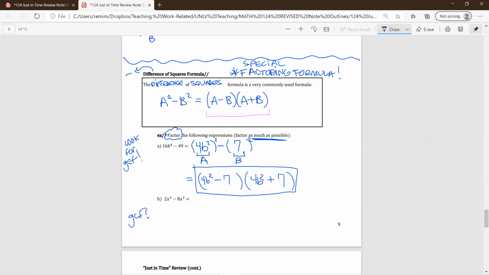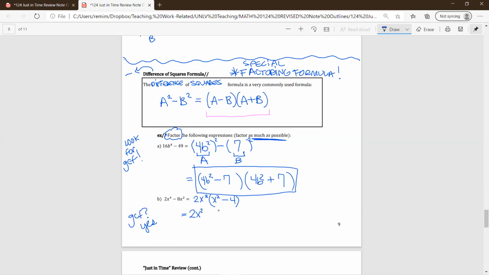Do we have a GCF between these two? Yes. They both have a 2, and they both have x squared. So let's factor that out first. We take a 2x squared out of this first term, we're going to be left with x squared. Don't forget the minus. If we take a 2x squared out of this term, 8 divided by 2 is 4, and then x squared divided by x squared, they cancel out. And just like before, the GCF just hangs out in front the whole rest of the time. We don't really care about that.